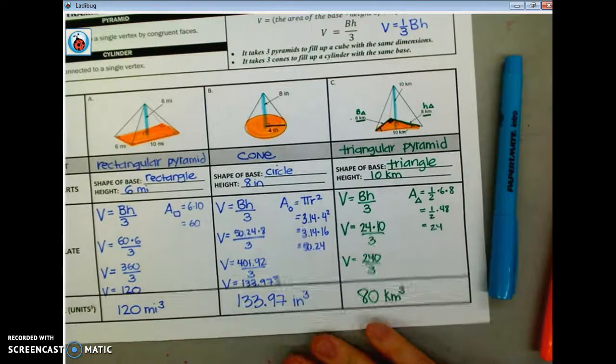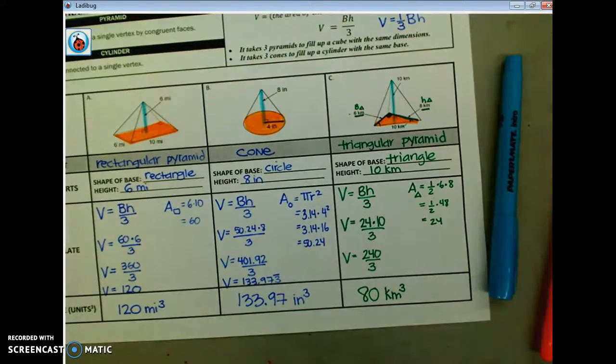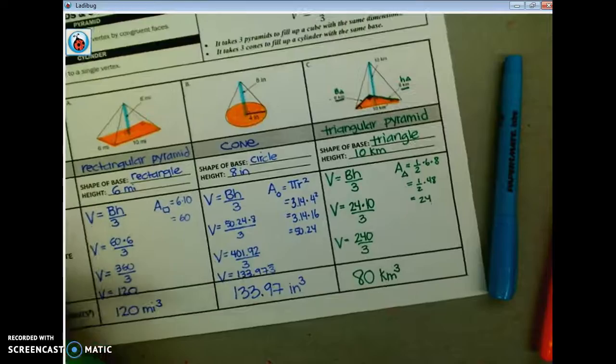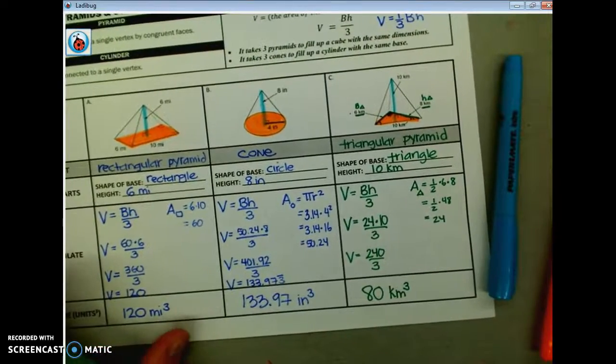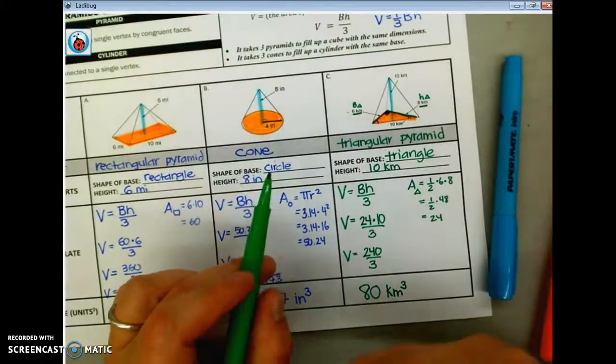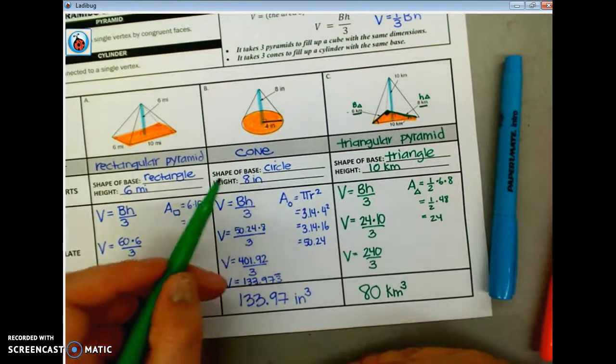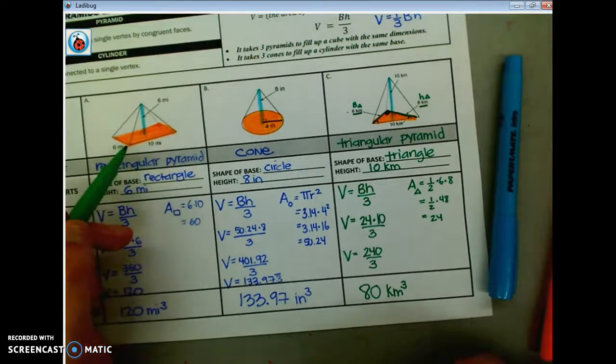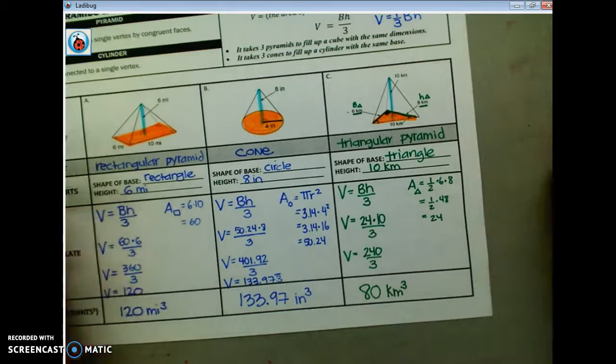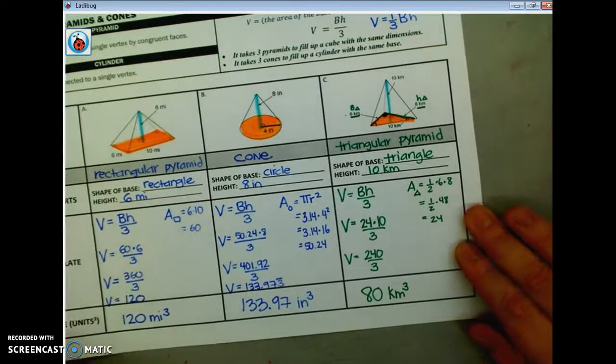So go ahead and pause the video and try the other 3 examples on your own. Make sure you're paying very close attention to the parts. What's the radius? Were you given a diameter instead of the radius? What's the shape of your base? Making sure you're following those rules. When you think you're all set, come back on and check in.